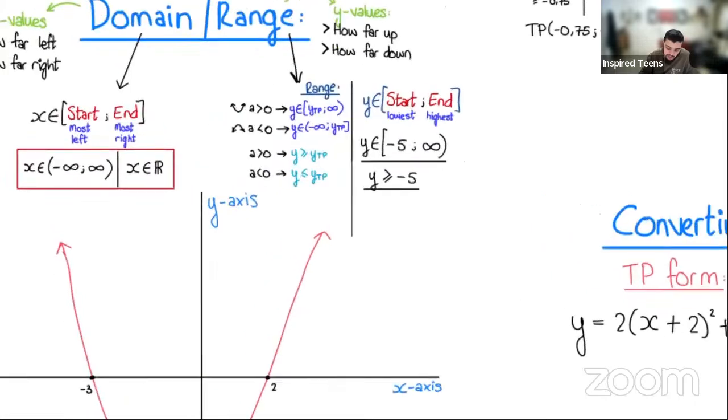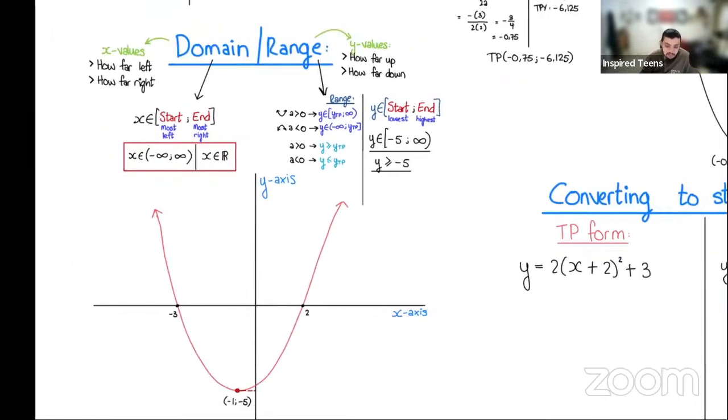That's the range and the domain done for the parabola graph, but it should help you understand domain and range for any graph in that case. Okay, so I hope that makes sense. Please, if you guys have any questions, please let me know and I'll answer them immediately.